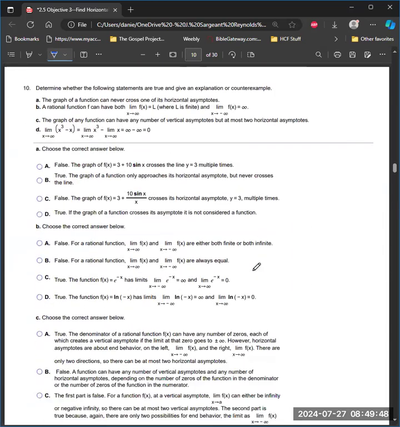Right? Let's determine whether the following statements are true. You give an explanation or counterexample. The graph of a function can never cross one of its horizontal asymptotes. That's false. We can cross the horizontal asymptotes in the middle of the graph. It's just that horizontal asymptotes talk about the end behavior of what happens at infinity and negative infinity. It doesn't have to do anything with small values that are in the middle of the graph. So that's false. For example, the graph of f of x equals 3 plus 10 sine x over x crosses the horizontal asymptote of y equals 3 multiple times.